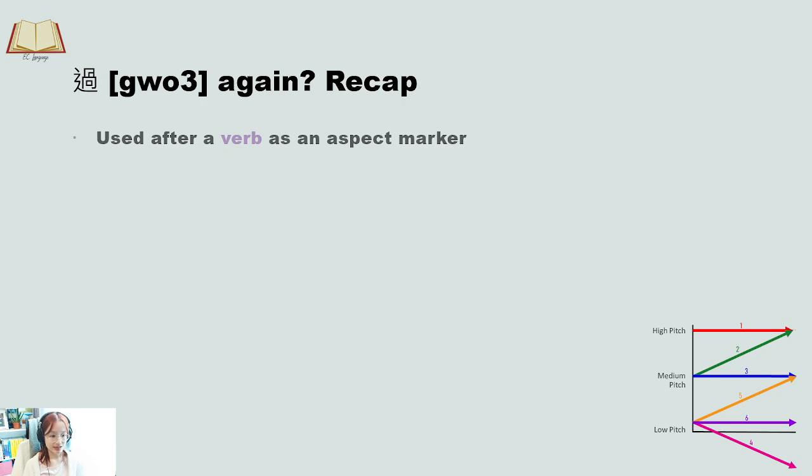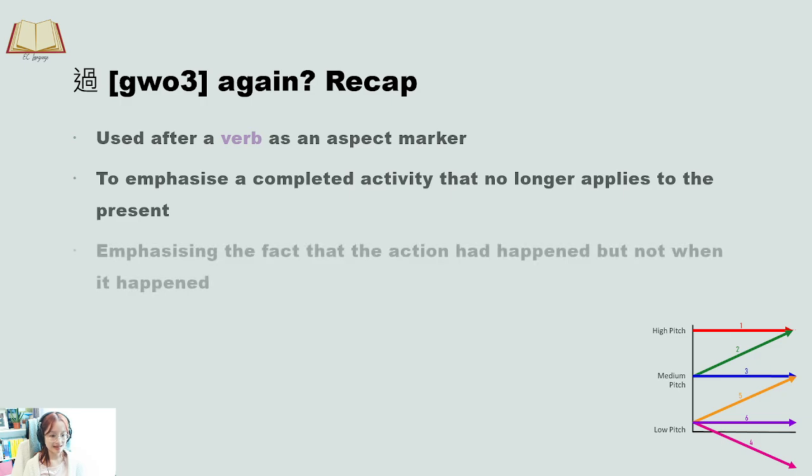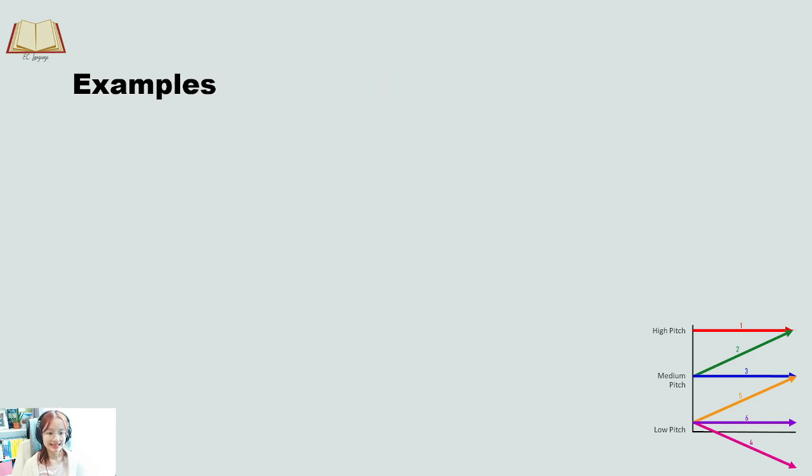This gwo is used to emphasize an activity completed in the indeterminate past which no longer applies to the present situation, expressing the idea that a certain action was once upon a time completed. Emphasis is placed on the fact that it had happened before and is now finished. We do not care how or know when it happened or when it was completed. Let's look at some examples to recap this usage of gwo.